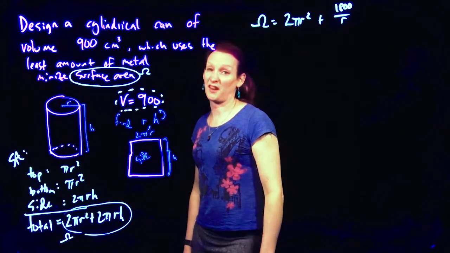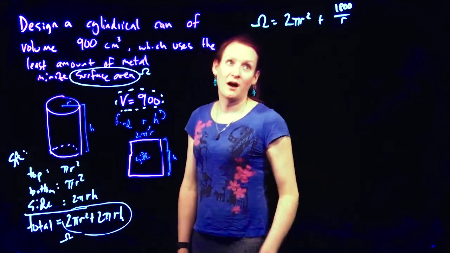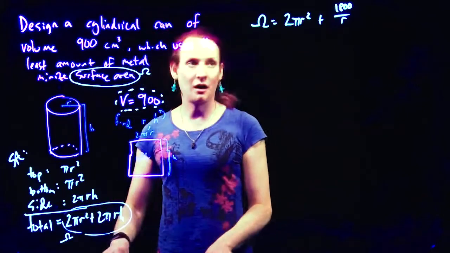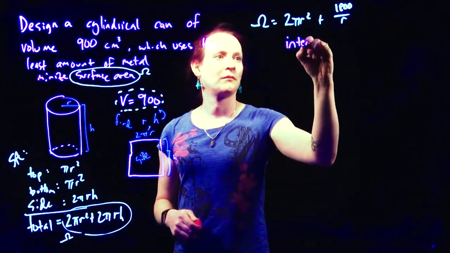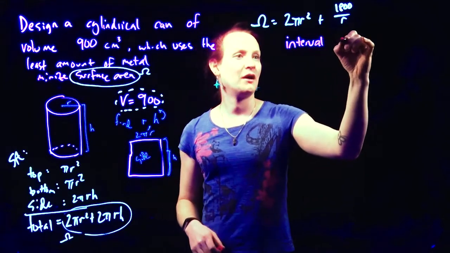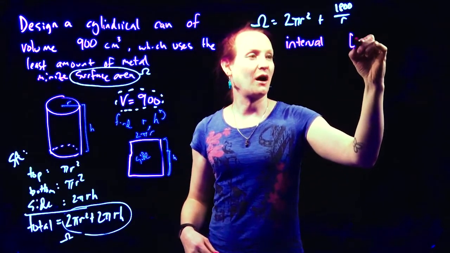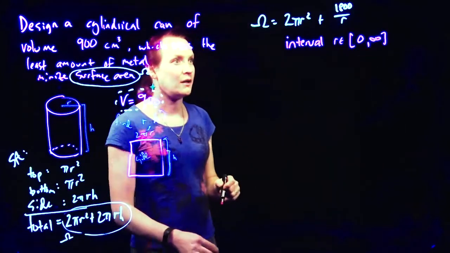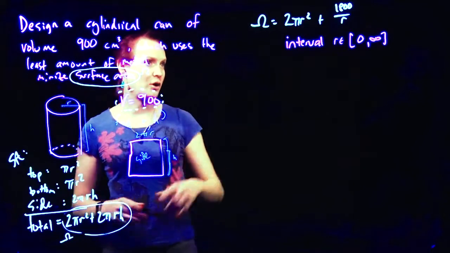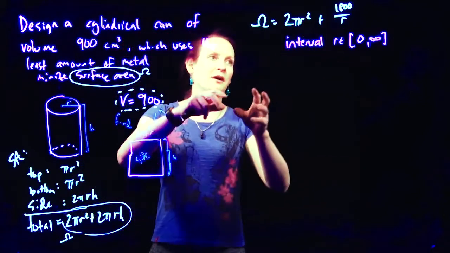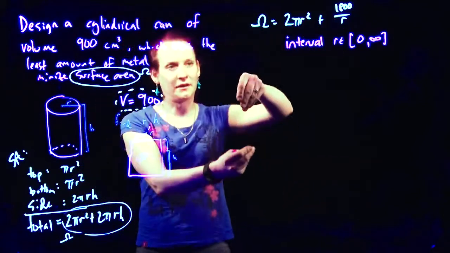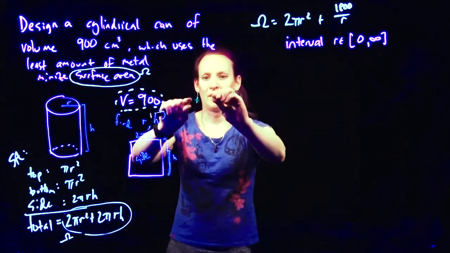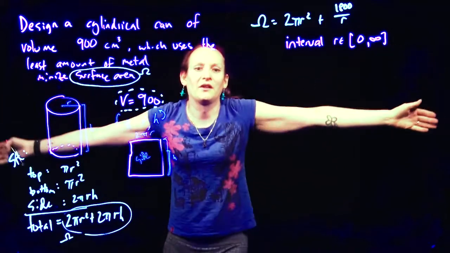The minimum is going to be located at a critical point or at an endpoint of an interval. So my interval of interest is r in 0 to infinity. If r is 0, then it's infinitely thin and infinitely tall. And if r is infinity, then it's squat and infinitely wide.